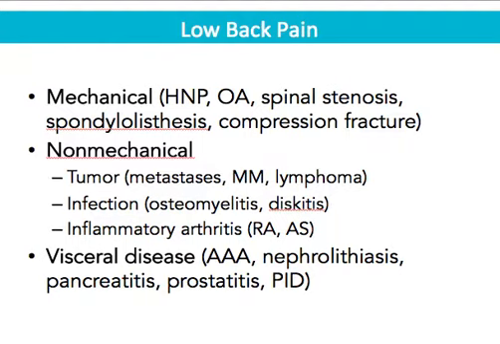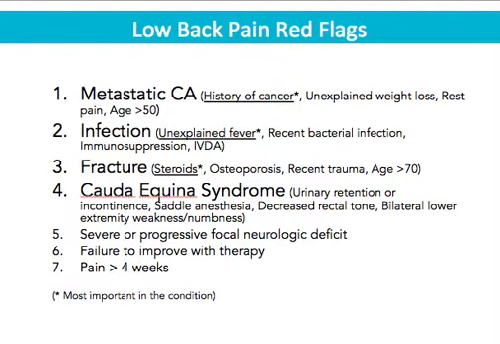And then you want to look, is there a visceral disease? Do they have issues with their kidneys, their pancreas, their liver? Do they have PID? Do they have prostatitis? All those things need to be ruled out when it comes to diagnosing low back pain. Some of the red flags, of course, are going to be history of cancer. If there's metastatic cancer, that's where they get unexplained weight loss. They can be typically over 50. If there's an unexplained fever, recent bacterial infection, immunosuppression, check for infection. If they've had a fracture, you want to ask them first and foremost, have you been on steroids?